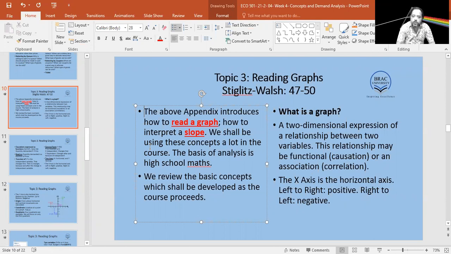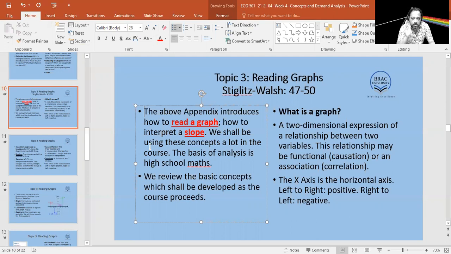Now, a graph is a two-dimensional expression of a relationship between two variables. When we say two-dimensional, we're talking about a horizontal axis and a vertical axis. In each of the two axes, one variable is represented. By a mathematical convention, the horizontal axis is always the x-axis, and movement is read horizontally from left to right. If you want to ask why, the human brain is programmed to read left to right as a positive movement.